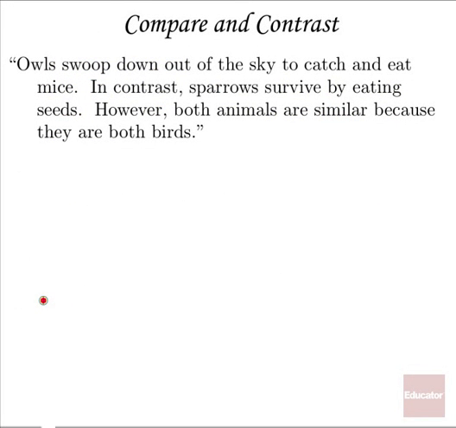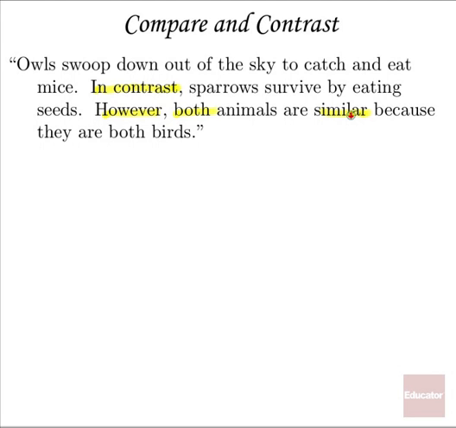Next pattern of organization we're going over is compare and contrast. Here we go. Owls swoop down out of the sky to catch and eat mice. In contrast, sparrows survive by eating seeds. However, both animals are similar because they are both birds. This is a simple compare and contrast.